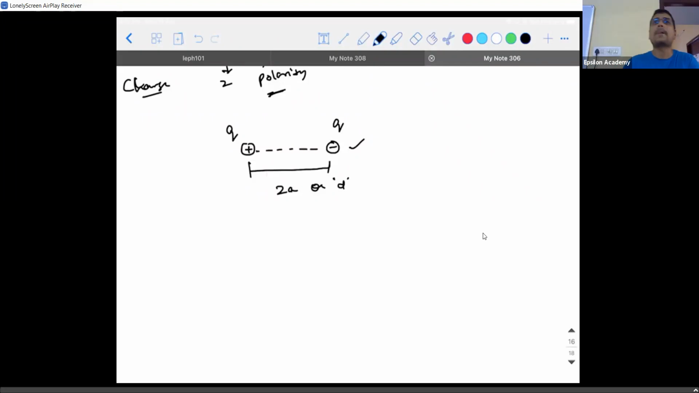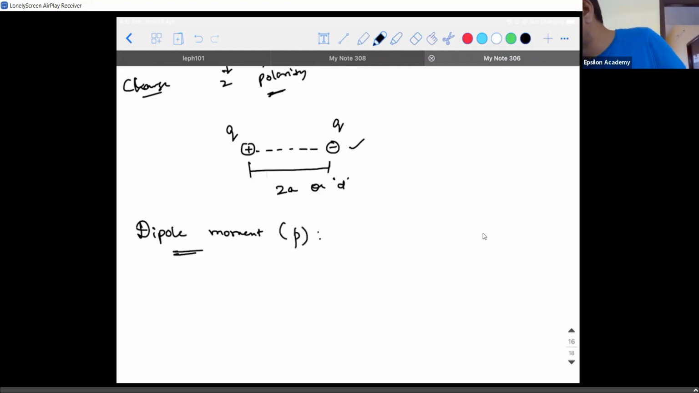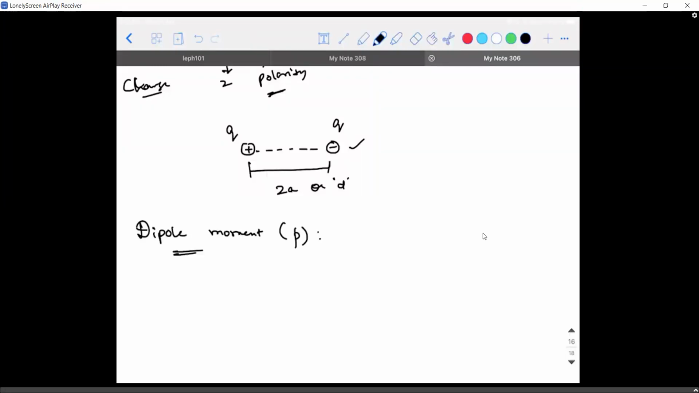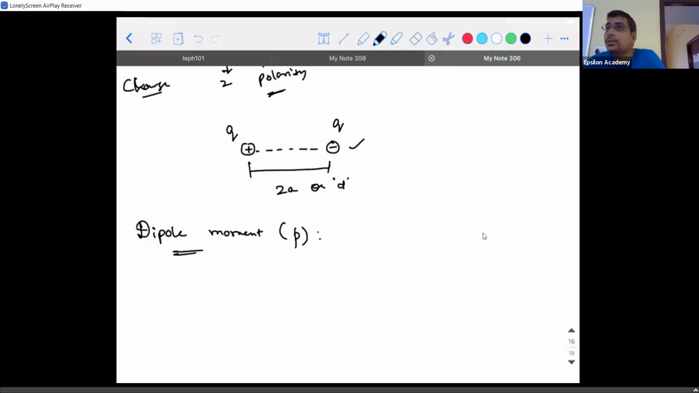I hope it's clear. Now the next question that arises: does it have a parameter called the dipole moment? So what is the dipole moment? It's represented by the symbol p. So it is a product of what? Charge and distance. Charge and distance between them. It is a product of charge and distance.